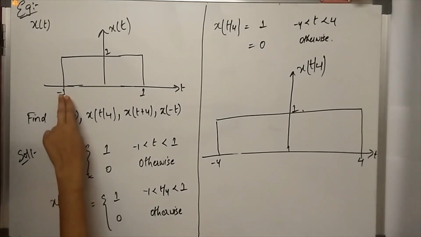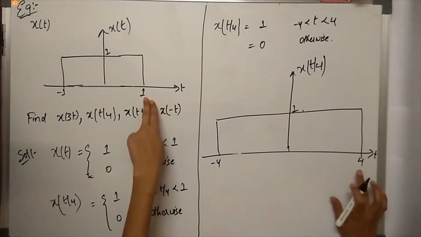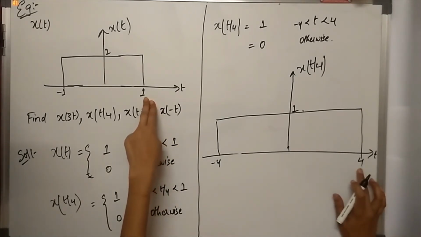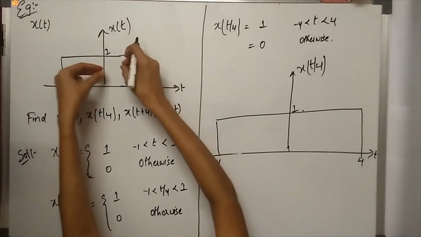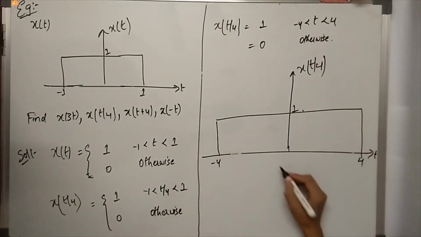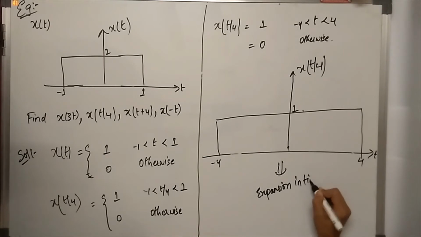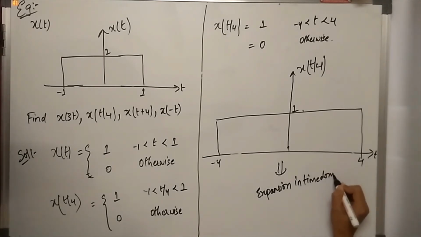Whatever I find at minus 1 is now getting reflected to minus 4. Whatever I find at plus 1 is now getting reflected to 4. So if I expand in time, what I get is this signal. This is nothing but expansion in the time domain. This is the first observation.